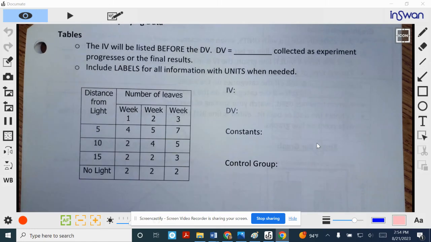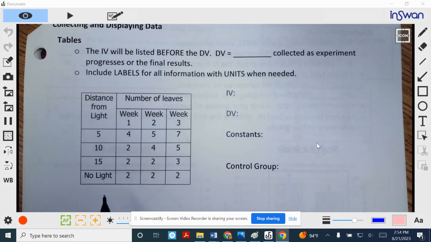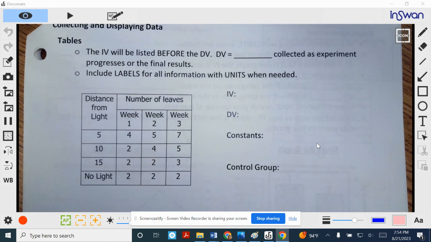In this section of our notes, we're going to be talking about how we can figure out the IV and the DV for research experiments just by looking at a table and looking at a graph, okay? So one thing to note is the IV is always going to be listed before the DV. It would actually be very confusing if the DV was listed before the IV in a table.